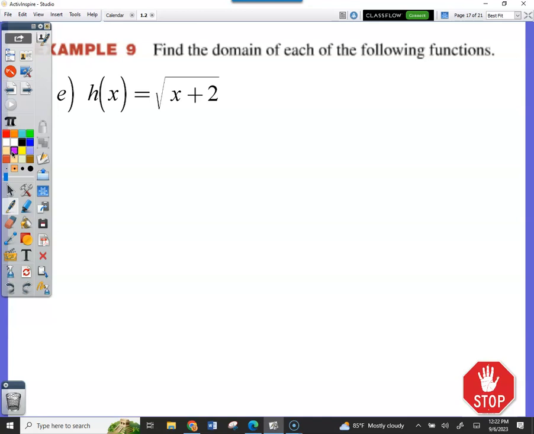This is an even root. You can't take the even root of a negative number. You should have set the radicand, that's an x, greater than or equal to 0, meaning it has to stay positive or 0, and then solve. And that is your domain. You just need to write it in interval notation.